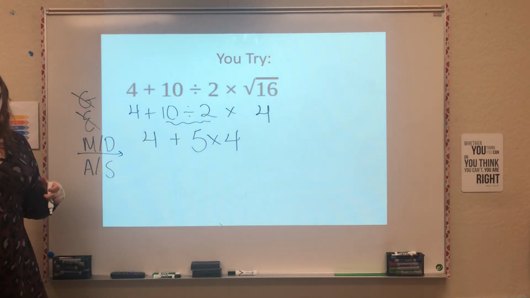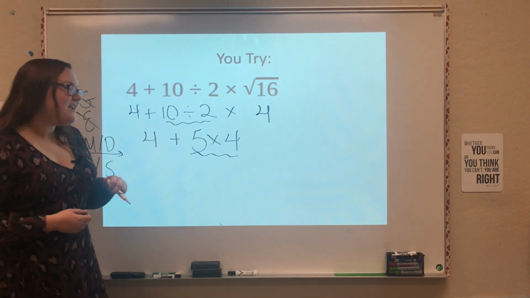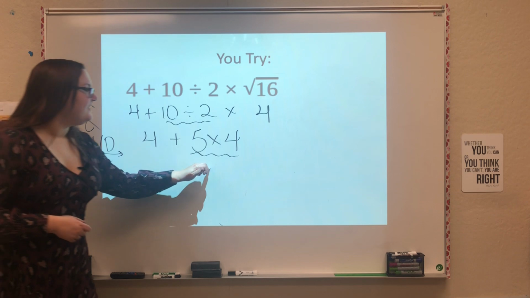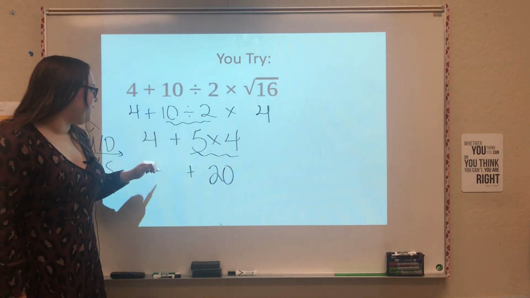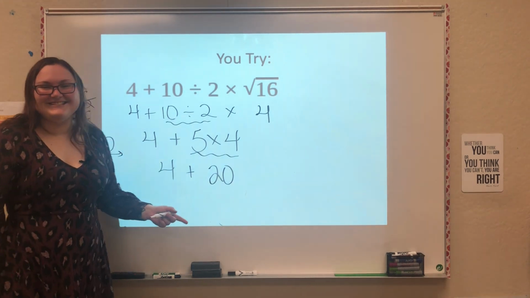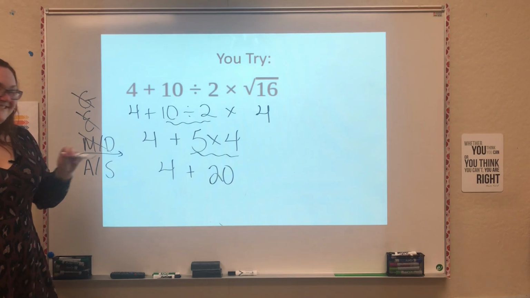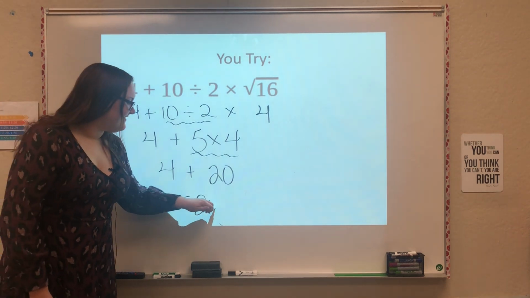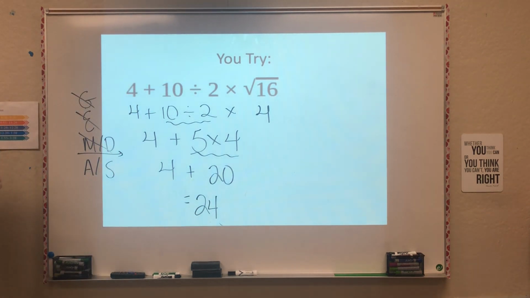And now that I've done the division, I can finish by doing my multiplication. 5 times 4 gives us 20. And I'll copy down my 4. We could always come back over here to remind me I want to do the addition, but you probably know at this point the last step is doing 4 plus 20, which would give us 24.